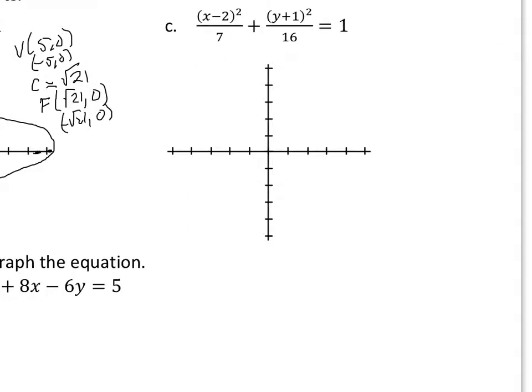All right, so part C, major axis, horizontal or vertical? Vertical, correct. So how much do we go in the y direction then? Let's do that major axis first. 4. And those are our vertices. So we know the center's at the origin.